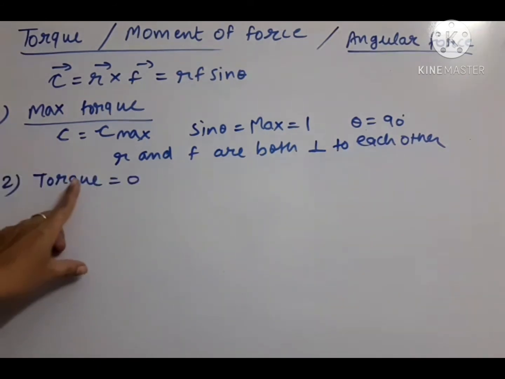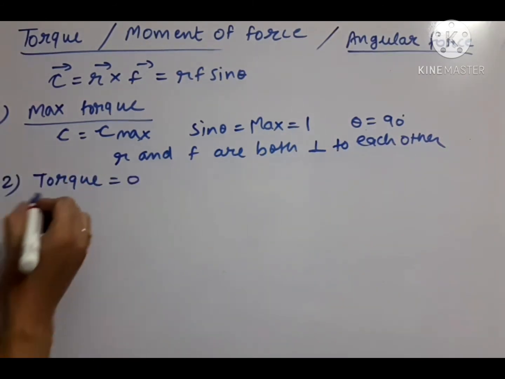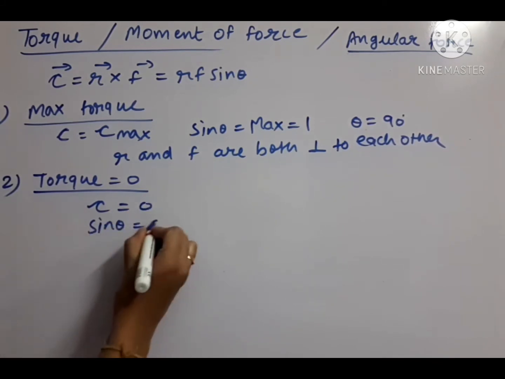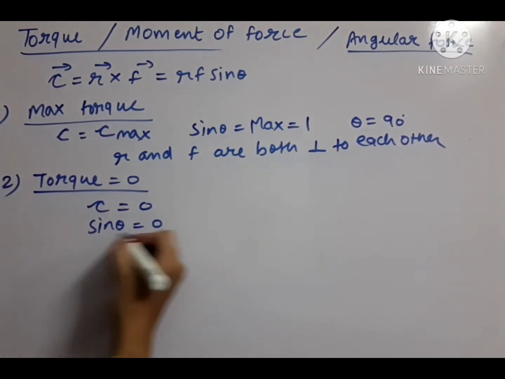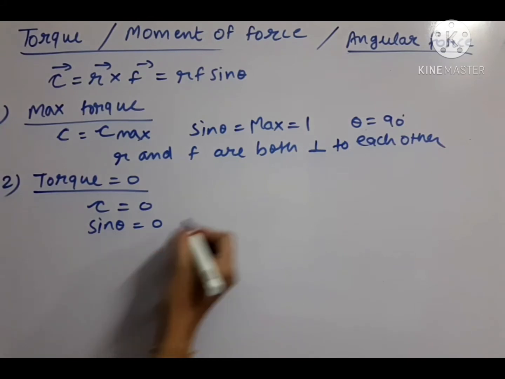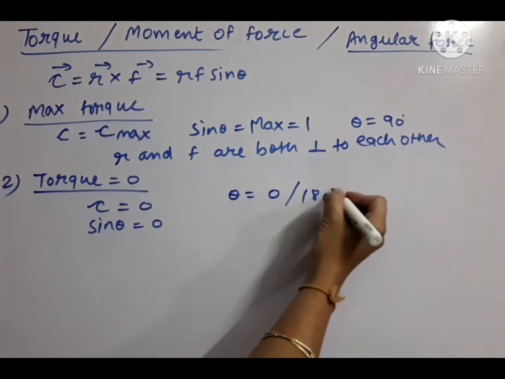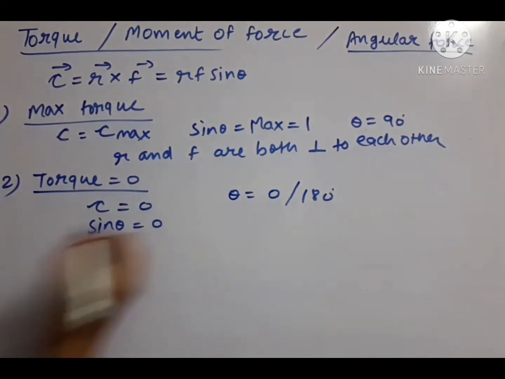Okay, so that is the maximum torque condition. Now, second, when can the torque be 0? To make torque 0, sin theta should also be 0, and you should know now at what thetas sin theta becomes 0. When theta is 0 or 180 degrees, in all those cases sin theta is 0 and the torque is 0. Now let us come to some numericals to understand this concept.